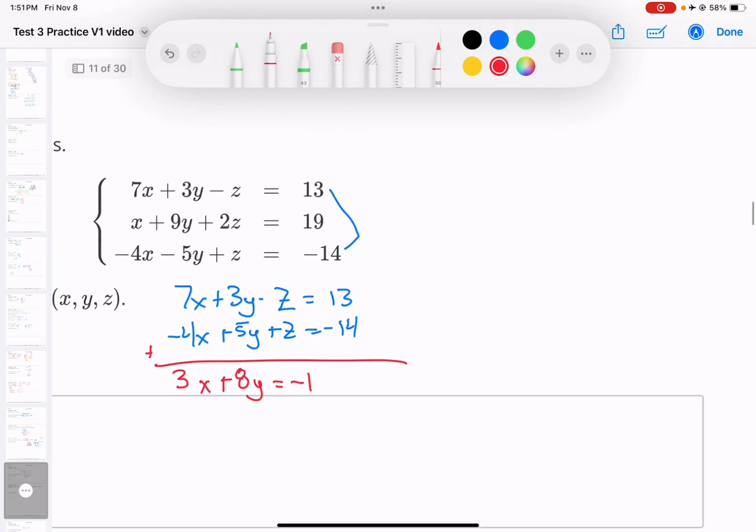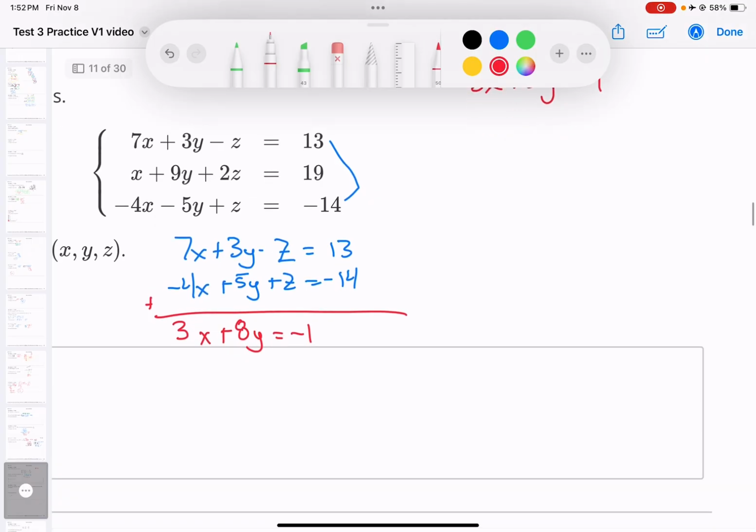I'm going to write this up here. 3x plus 8y equals negative 1. So I used equations 1 and 3. I need to use equation 2 somehow. So I'm going to write equation 2 down here. So I got x plus 9y plus 2z.